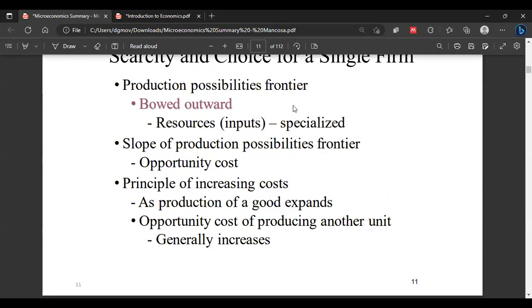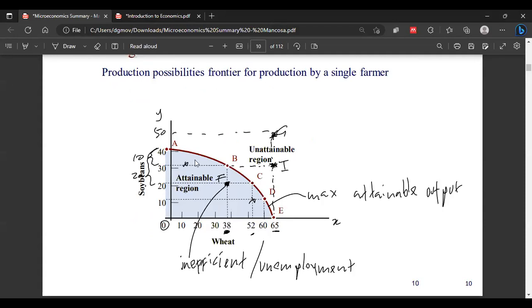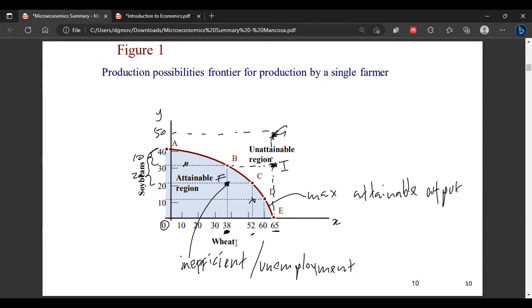Of the specialized inputs. What are we saying? It's bowed outwards because the resources that are required for the production of soybeans are not easy for you to transfer to the production of wheat. Hence, you have to sacrifice more and more of the other in order to produce wheat. So the law of increasing opportunity costs, as we see, is because it's not easy to transfer resources from one industry to the other, right? That's why the PPC is concave.